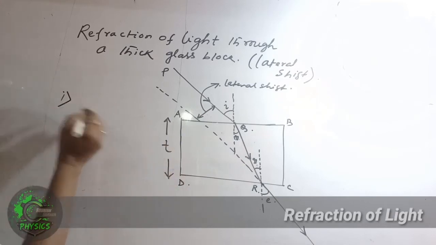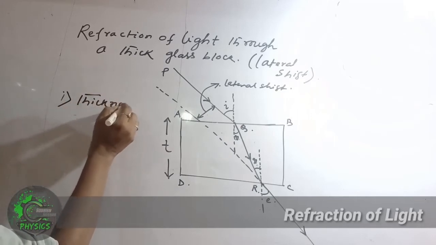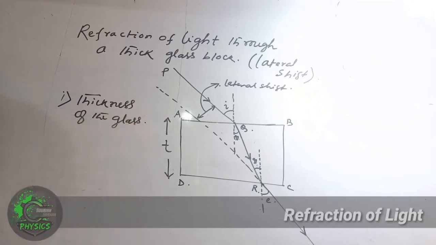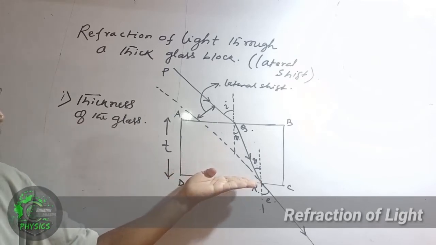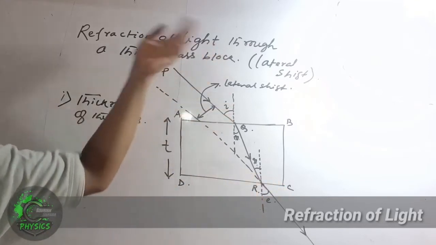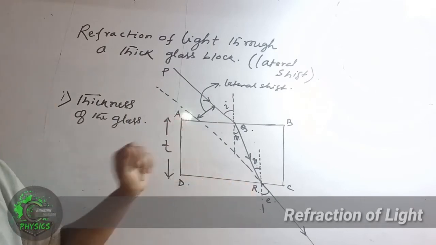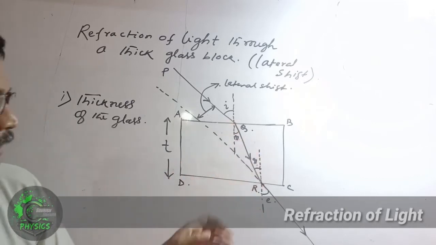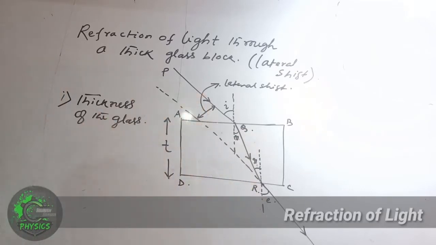The first factor on which the lateral shift depends is the thickness of the glass slab. And how does it depend on the thickness of the glass slab? Increasing the thickness means the line CD will go down or the line AB will go up. When the CD line goes down, meaning the thickness increases, the refracted ray inside this glass slab gets more space to travel, and in that case the value of lateral shift will increase.